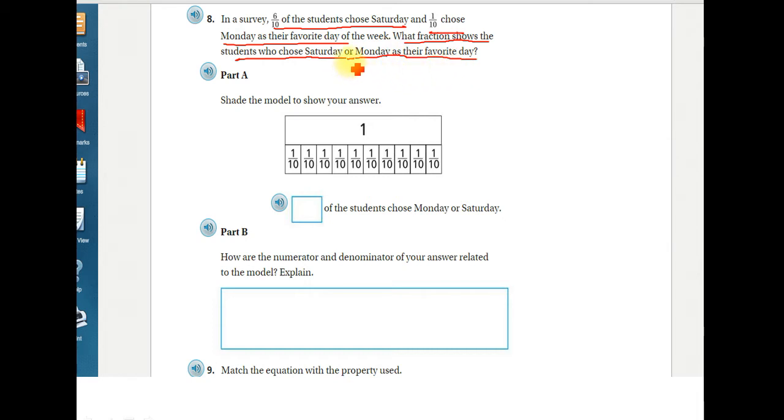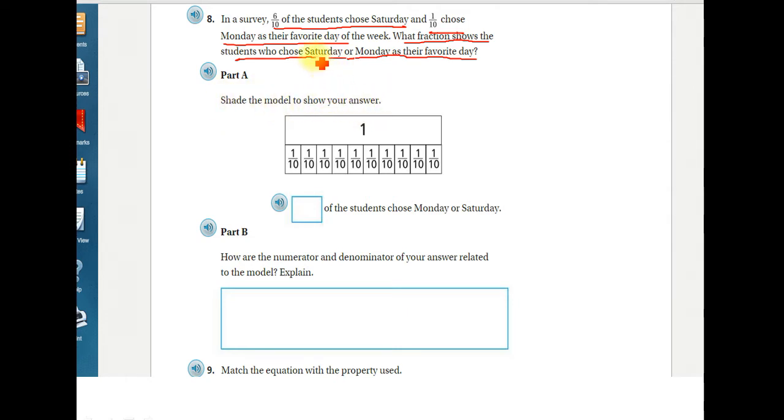So it's important to know when we're saying Saturday or Monday, it means combining Saturday and Monday. Either one of them. We want to know all the students that chose either one of those days. Okay? So let's do part A, shade the model to show your answer.